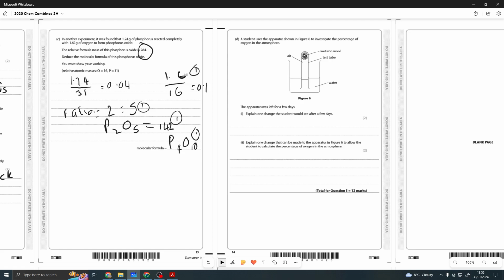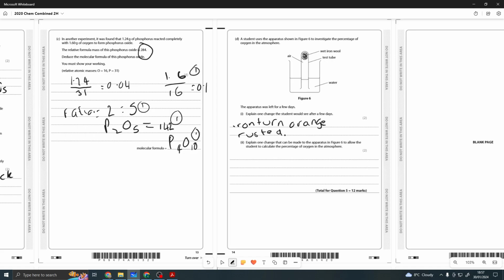Anyway, question D1 says, explain the change that would be seen after a few days if you left some wet iron wool in a test tube. Okay, well, quite obviously, the iron will turn orange because it has rusted. Now explain one change you can make to the apparatus to allow the student to calculate the percentage of oxygen in the atmosphere. Very simply, you need some readings.